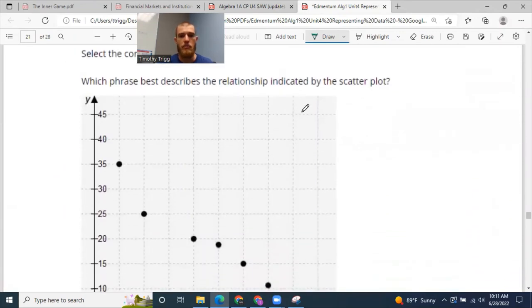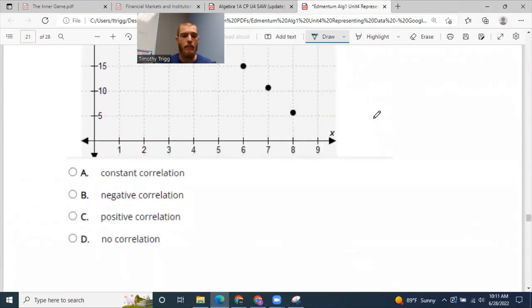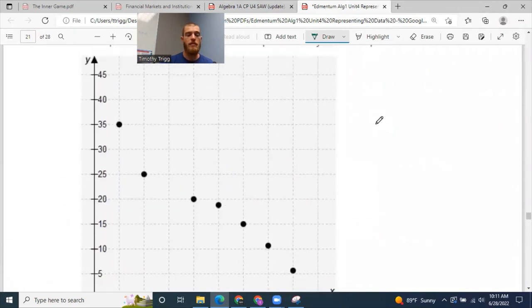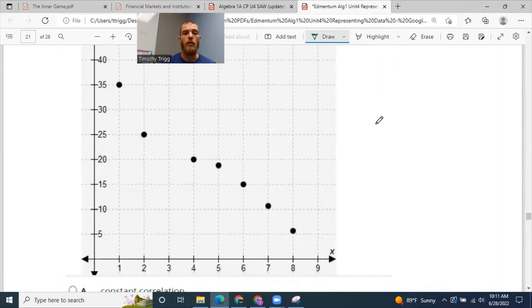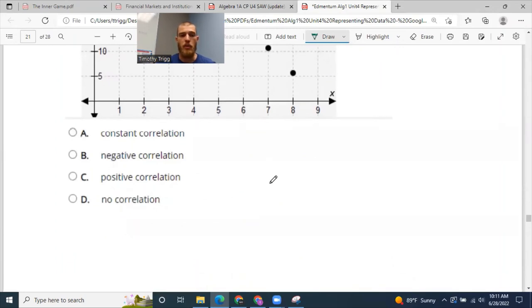Which phrase best describes the relationship indicated by a scatter plot? So is this data going downward as you go from left to right, or is it going upward as you go from left to right? Or does it seem random? Okay, if it's going downward, then that's a negative correlation. If it's going upward, then it's a positive correlation. And for no pattern, you put no correlation.